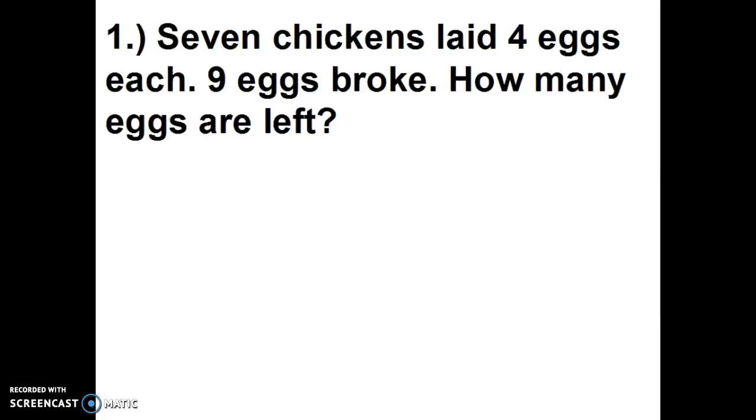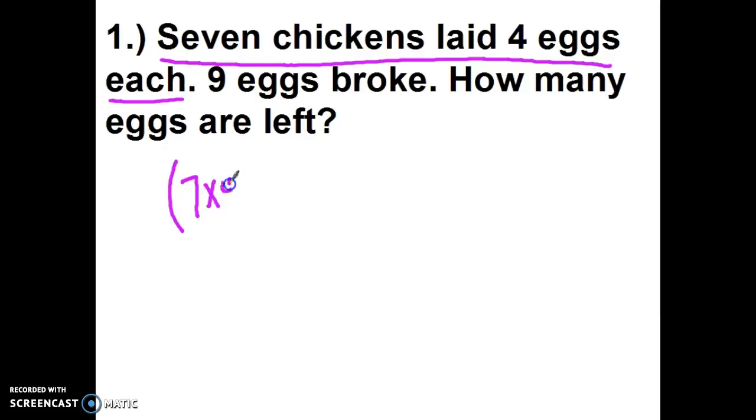So when I look at this problem, I read it carefully and I'm going to look at what I know. I know 7 chickens laid 4 eggs each. That's terminology or wording that I've heard a lot before. That sounds a lot to me like 7 times 4. Okay, I know that. It's given that to me. I know 7 times 4. I've heard that before. I know to start with the 7, and I know to start with the 4.